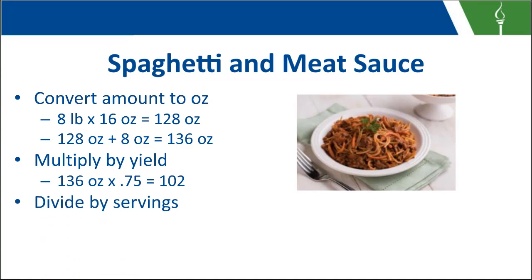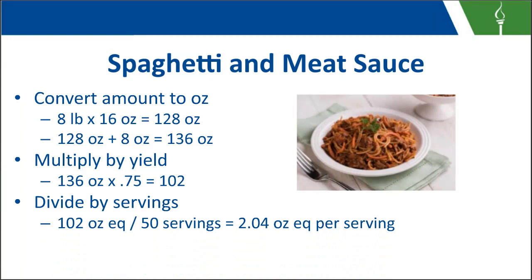And then dividing that by the number of servings, which was 50. So for this example, we have 2.04 ounce equivalents per serving, which, just like in the last example, since we don't meet that next quarter of an ounce equivalent, we need to round that down to the nearest ounce equivalent. So this recipe is going to contribute 2 ounce equivalents of meat alternate for a meal pattern.